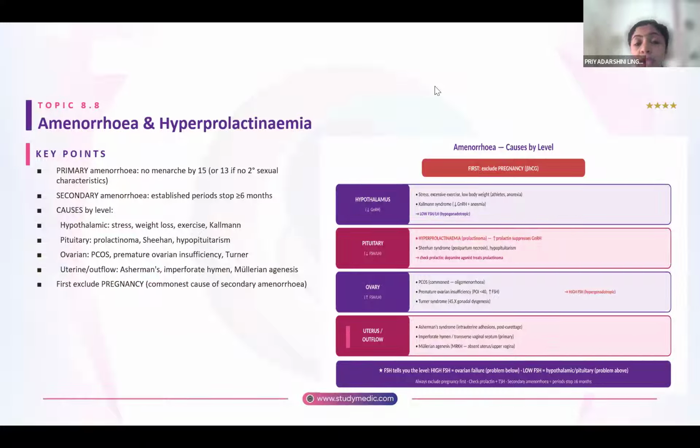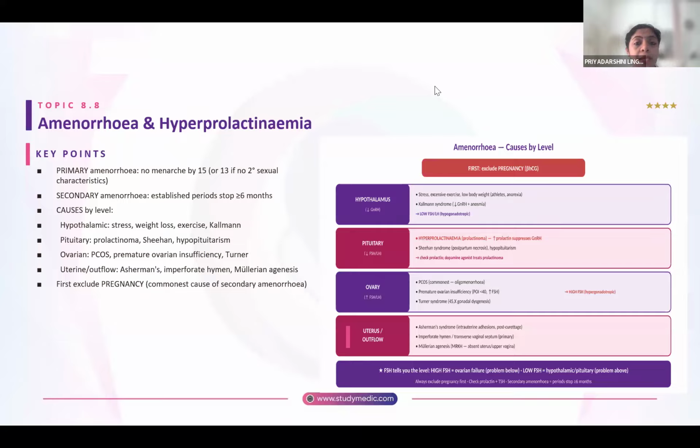Whenever you think about amenorrhea, you go back to your hypothalamic pituitary ovarian axis. So the causes can start from your hypothalamus, it can be at your level of pituitary, or it can be at the level of ovary. Or what else can happen? All the three levels are okay, but your end organ, that is your uterus, is not functioning properly. So there can be an outflow obstruction. So all of these will be the causes of amenorrhea. So let's start with hypothalamus.